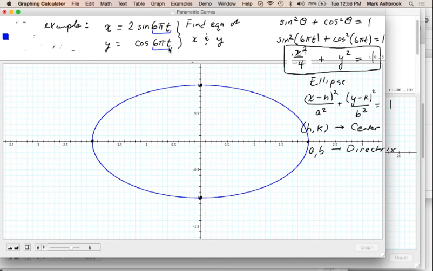We can say when t is 0, what point do we get? When t is 0, x is 2 times sine of 0, and y is cosine of 0. So when t equals 0, we get what point? 0, 1, right? That's this one up here. So this point right here is for t equals 0.